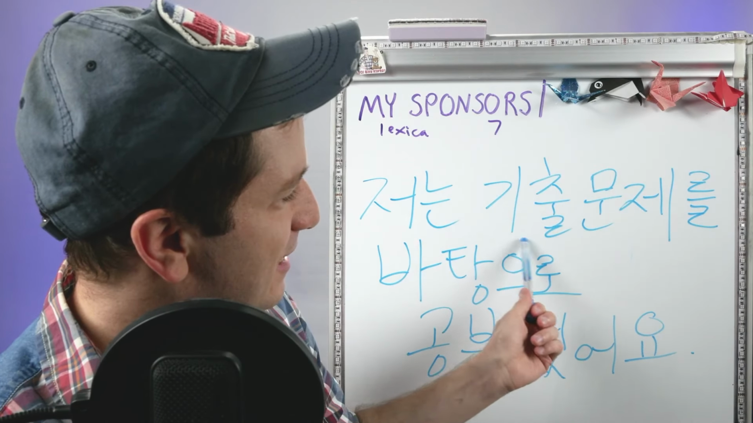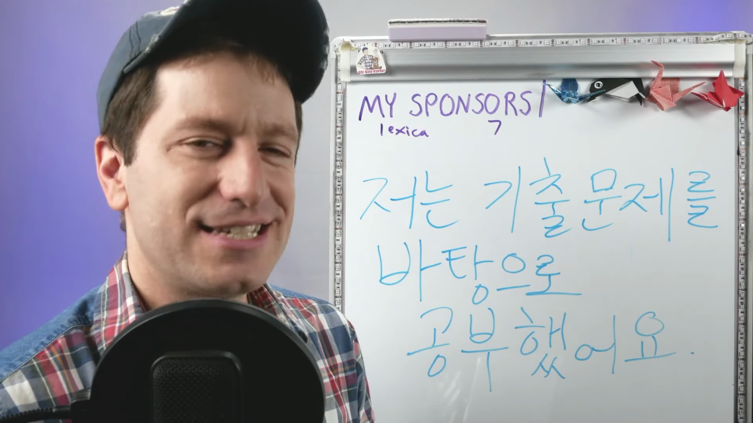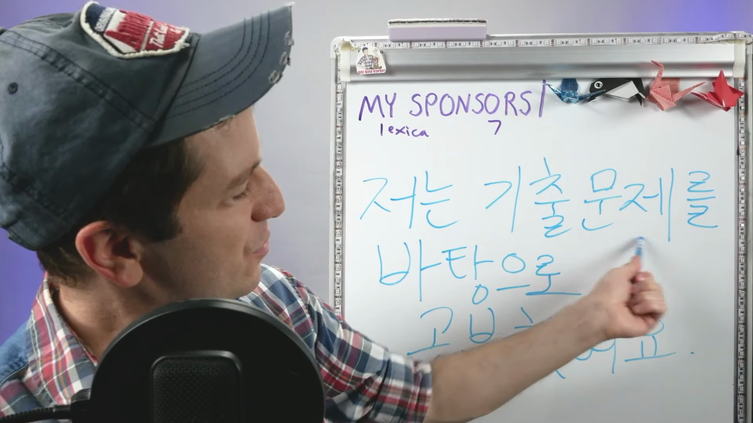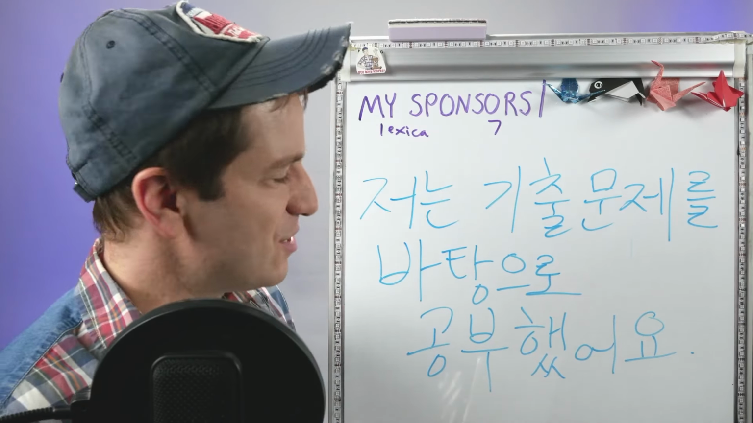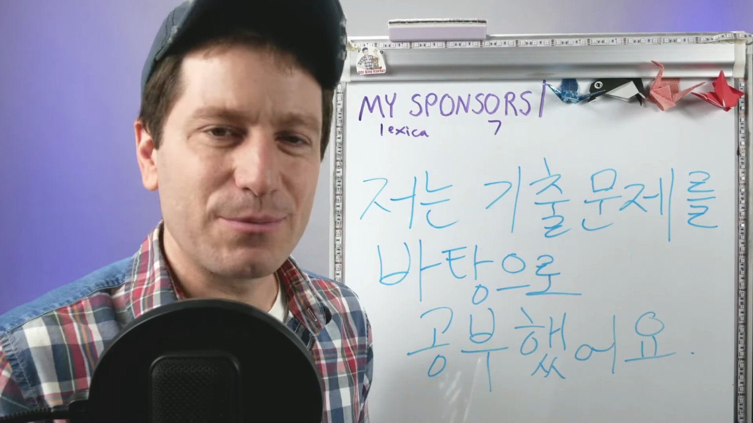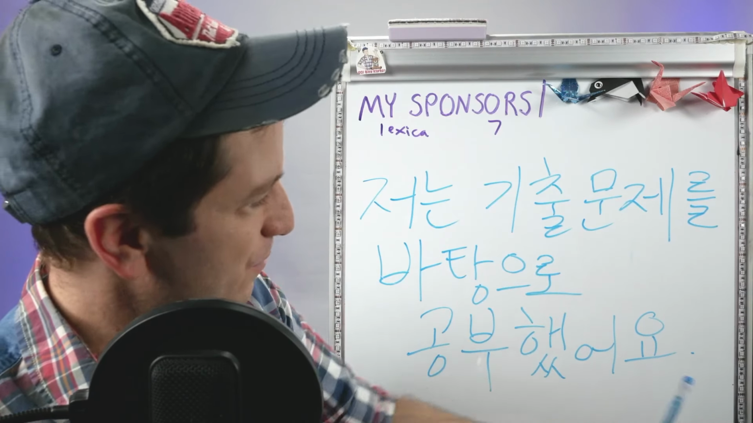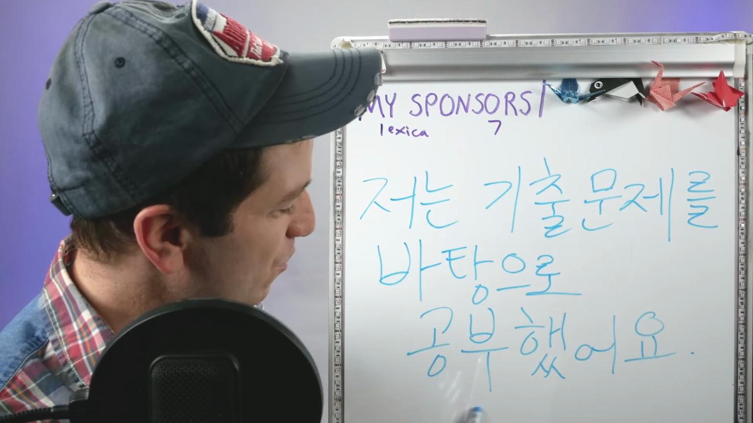저는, I, 기출 문제. So this would be previous questions for a test. So using 바탕으로, the previous year's questions, based on those questions, 공부했어요. I studied. So I studied based on past exam questions. 저는 기출문제를 바탕으로 공부했어요.